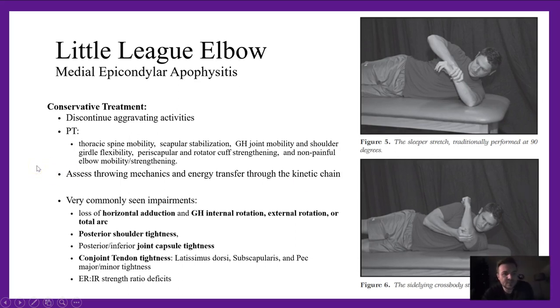What do we do to treat this? Well, discontinue aggravating activities. Very similar to UCL injury. Thoracic spine mobility, scapular stabilization, glenohumeral joint mobility, shoulder girdle flexibility, periscapular and cuff strengthening, and any non-painful elbow and forearm strengthening. So posterior shoulder is a very common area that's very tight. So we do a couple stretches like the sleeper stretch and the sideline cross-body stretch, and try to address any other impairments they may have.